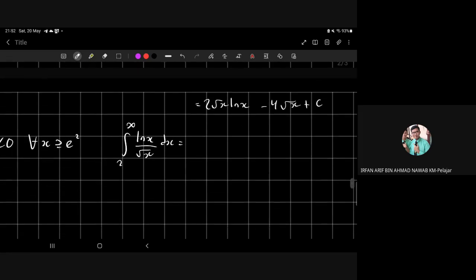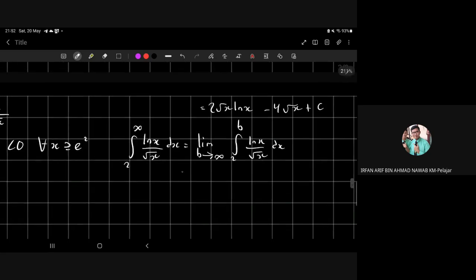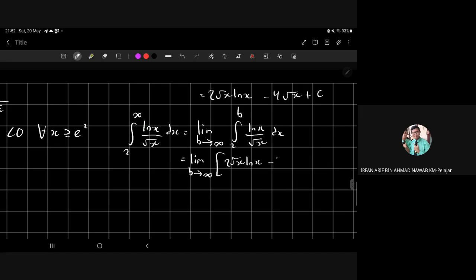So you have to find the limit as b approaches infinity, where the lower boundary is 2 and the upper boundary is b, of ln x over square root of x dx. And you have to solve the limit. The limit as b approaches infinity will be 2 square root of x ln x minus 4 square root of x from 2 to b. Just replace the upper and lower bounds. So you will have 2 square root of b ln b minus 4 square root of b, and then minus 2 square root of 2 ln 2 plus 4 square root of 2.